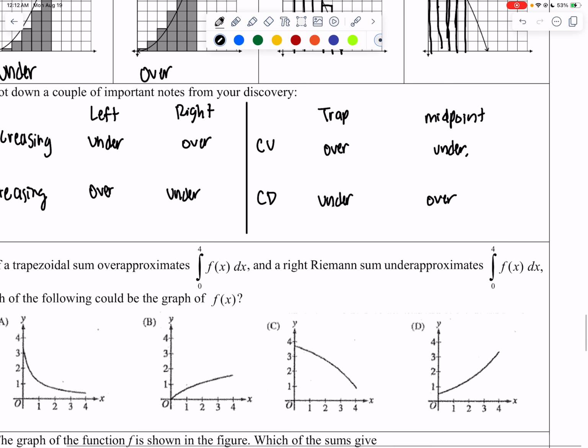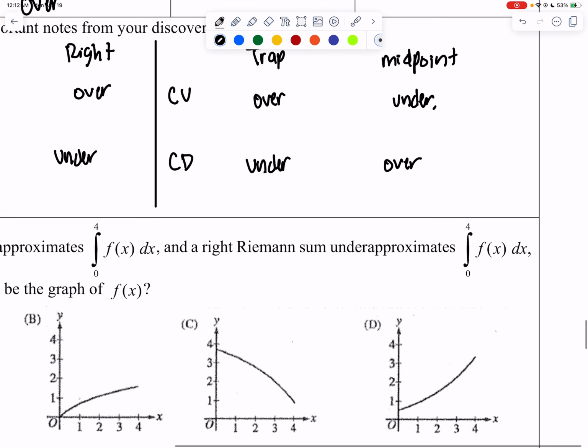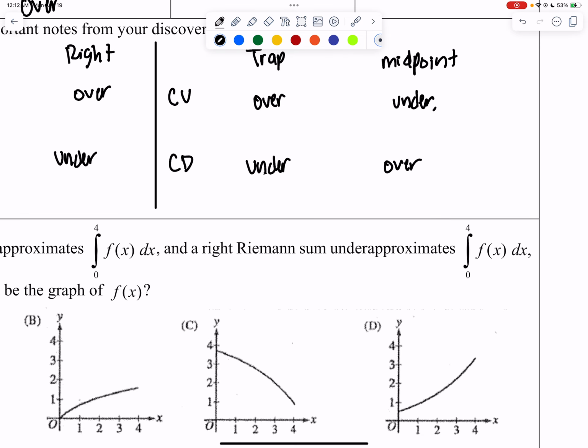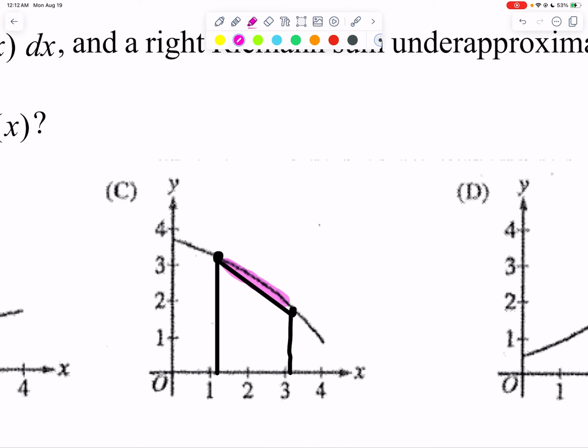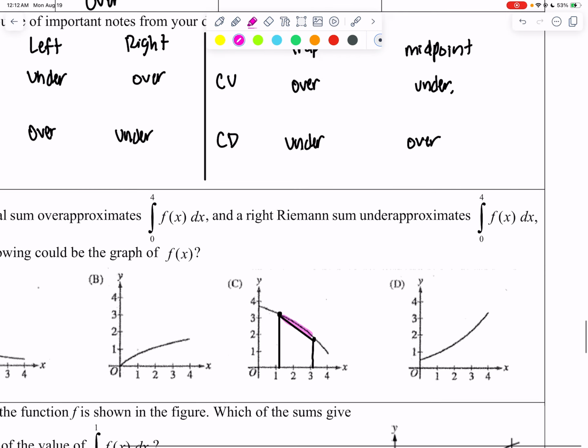So notice how here, if I have C, this is a concave down function. And if I go from 1 to 2, I know this isn't going to be the best. But if I go from 1 to 2, or maybe let's do 1 to 3, if I go from 1 to 3, notice how here I have this small part that I'm not taking account of. So that's why here, if I have a concave down function, then trap rule is going to give us an underestimate.